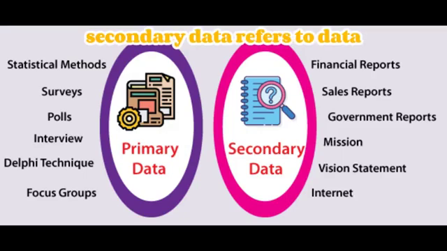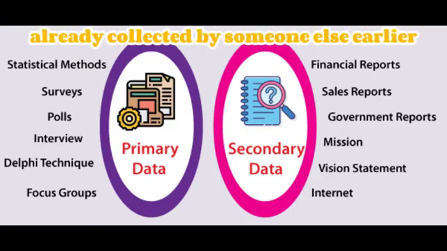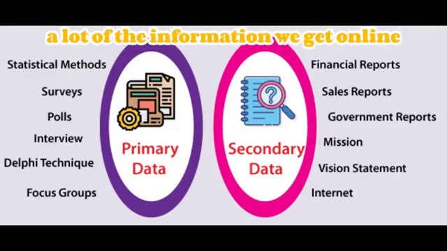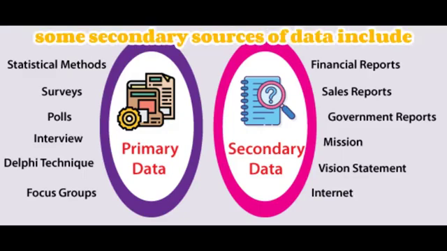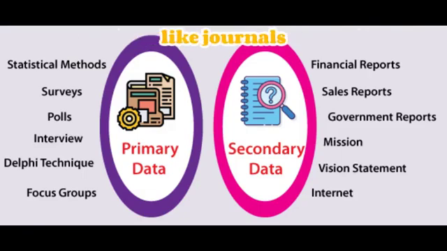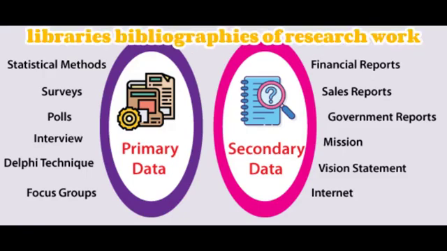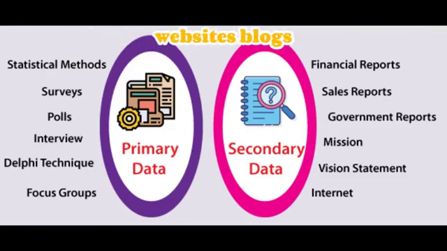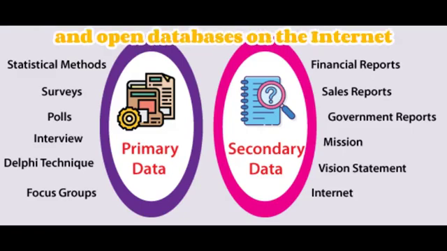Secondary data refers to data already collected by someone else earlier. A lot of the information we get online is secondary data. Some secondary sources of data include most sources of published data like journals, magazines, newspapers, government records, biographies, tax records, libraries, bibliographies of research work, websites, blogs, Wikis, tutorials, and open databases on the internet.